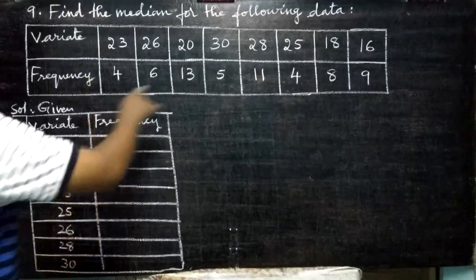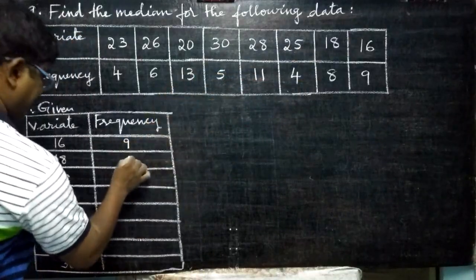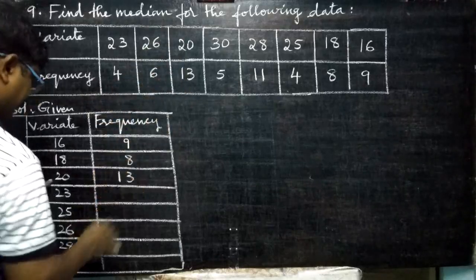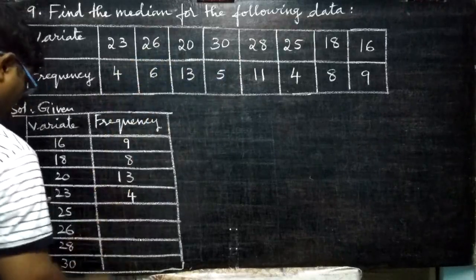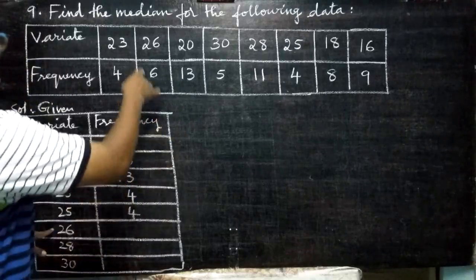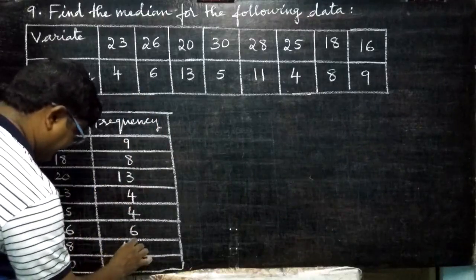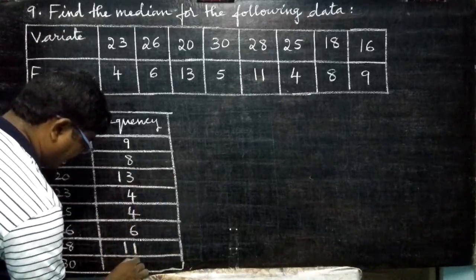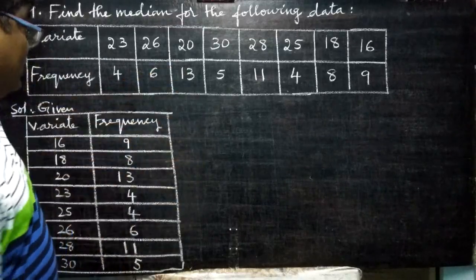For 16, what is the frequency? 9. For 18, 8. For 20, 13. For 23, 4. For 25, 4. For 26, 6. For 28, 11. For 30, 5. So, here they have given frequency. Are you able to follow? You have to check those frequencies. You have to be careful.